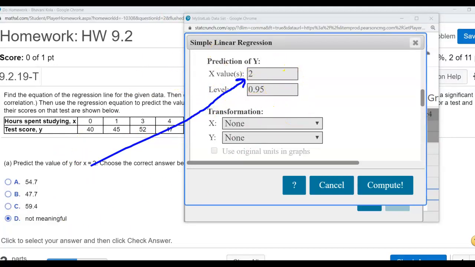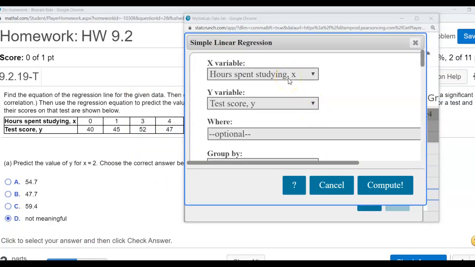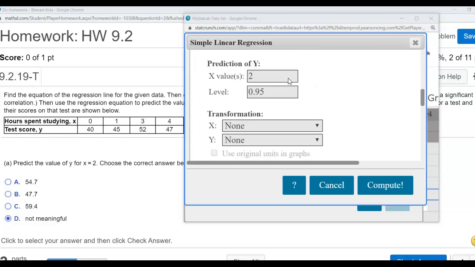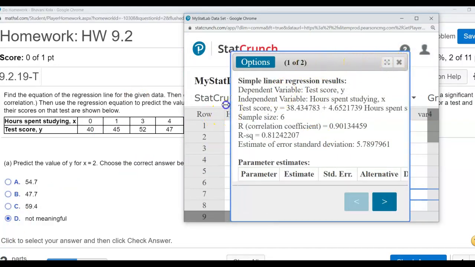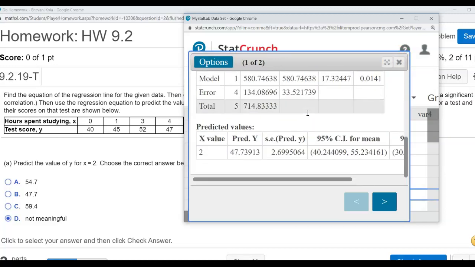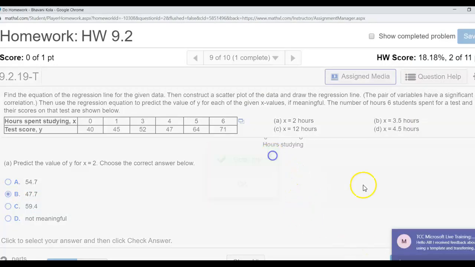Let me show that to you one more time. You'll scroll all the way down. Everything stays the same. Your X, your Y. You scroll all the way down and you will predict the value 2, and you will click compute. And when you click compute here, let me expand this. Your prediction value will be all the way in the bottom. Your prediction value is 47.7. Do you see that? 47.7. So I'm going to go ahead and click that and click check. Good job. Okay.